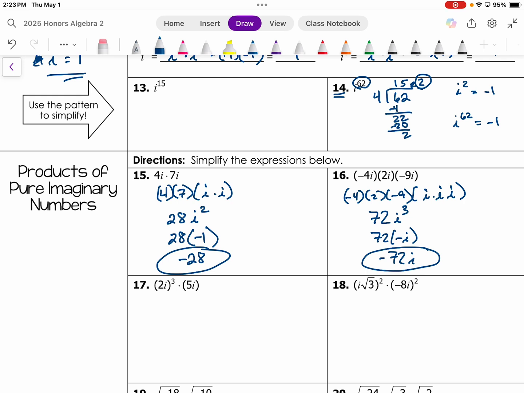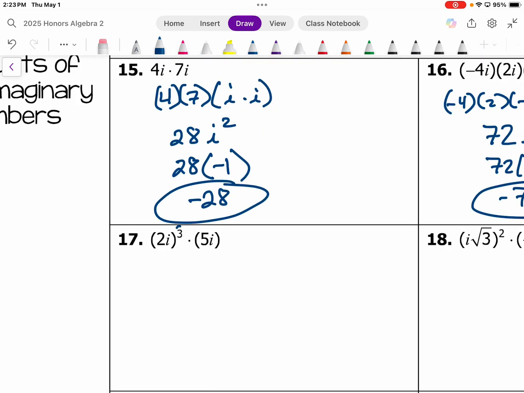On number 17, can I go ahead and multiply the 2 and the 5 together? Hayden shook his head no. Why can't I? It has that cube on it. So, since 2i is a monomial, I'm allowed to go ahead and distribute that 3 to both exponents. So this is 2 cubed, i cubed, times 5i.